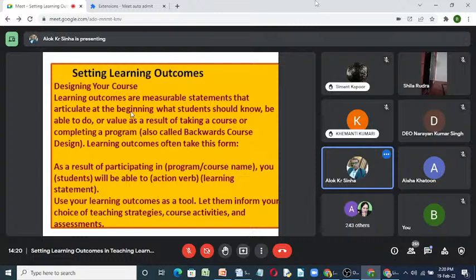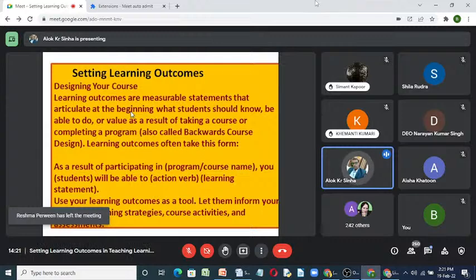Outcomes must make clear what students know and are able to do after completion of a course, or value as a result of taking a course or completing a program. So it decides the students' mentality about that course or lesson plan. This is also called backward course design. Learning outcomes often take this form: as a result of participating in program or course name, you, meaning students, will be able to action verb, many action verbs we will see in Bloom's taxonomy, and then a learning statement.